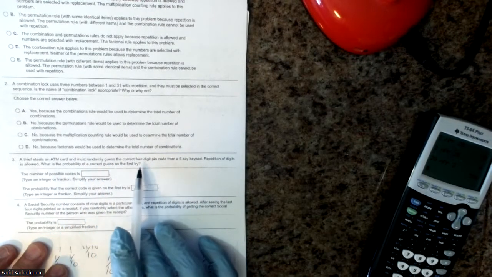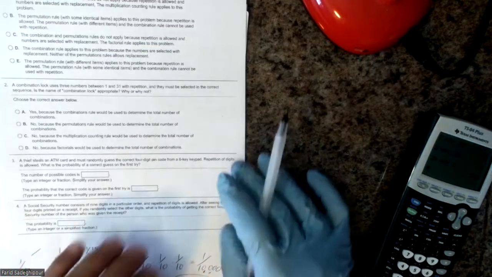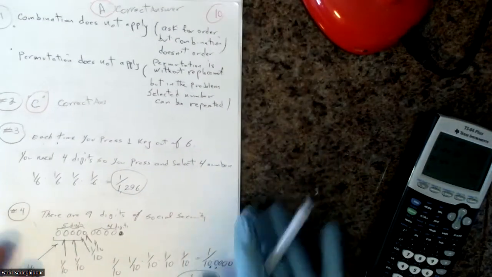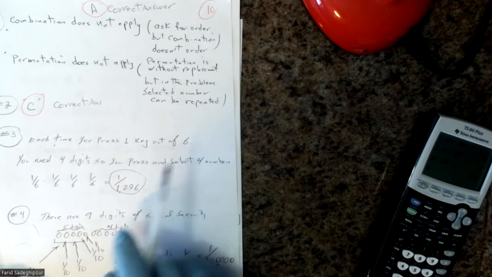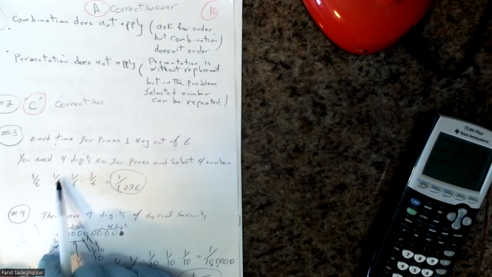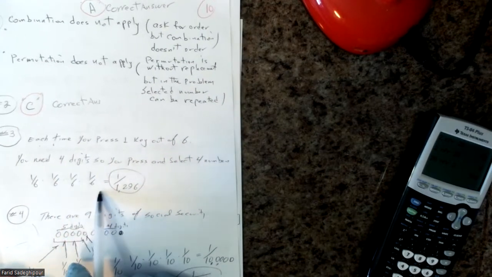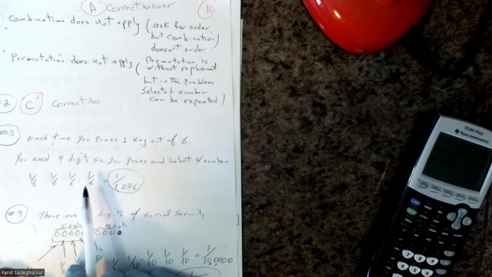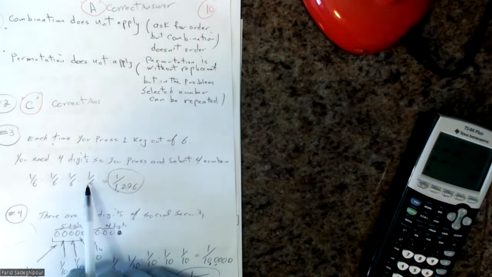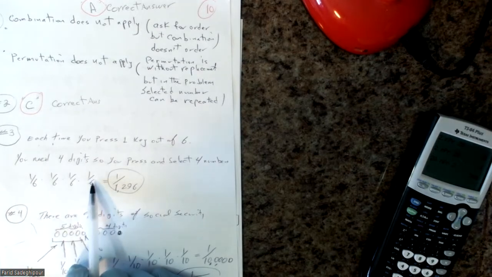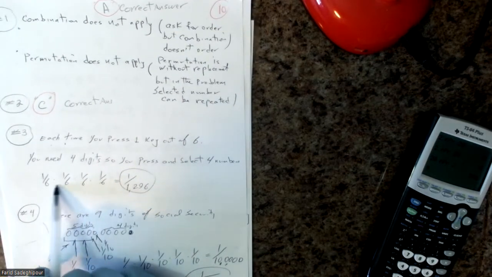ATM card must randomly guess the correct 4-digit PIN from the 6 code. So here, each time you press one key out of 6, the probability is 1 out of 6, 1 out of 6, 1 out of 6, 1 out of 6. And remember, based on the example that we had previously, this for the ATM is neither permutation nor combination. So it's just a chain rule here.